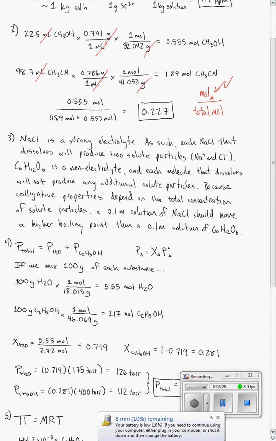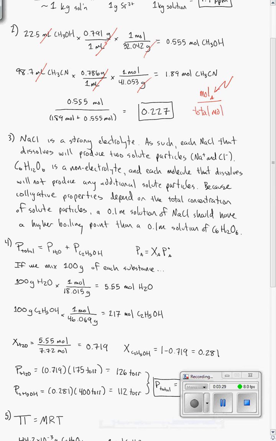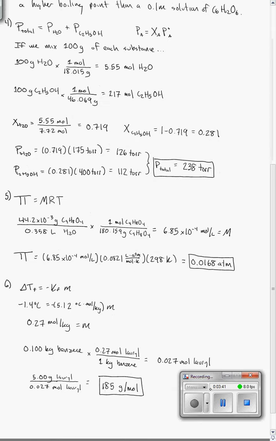Now that we've got the moles of our solvent, we can plug them into our mole fraction equation. So our mole fraction equation says that we should have moles of CH3OH on the top and total moles on the bottom. We can set it up as follows here. Doing so will give you a mole fraction of 0.227.